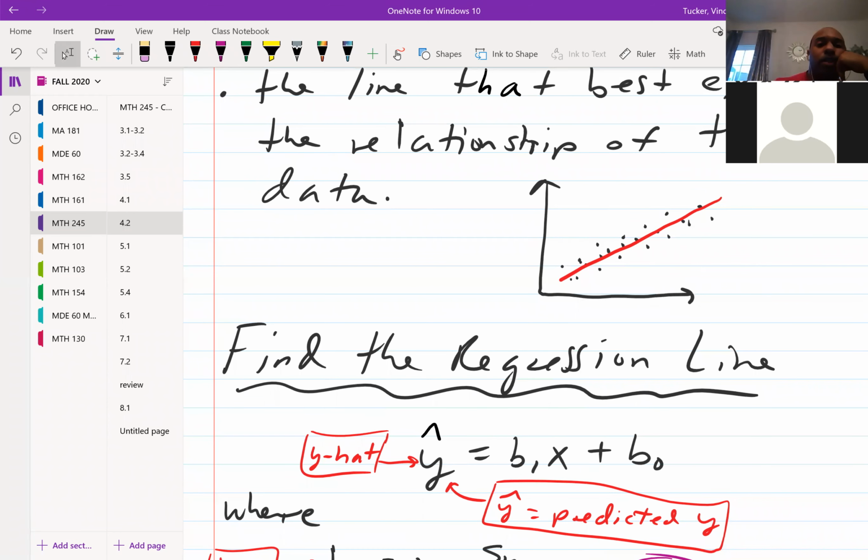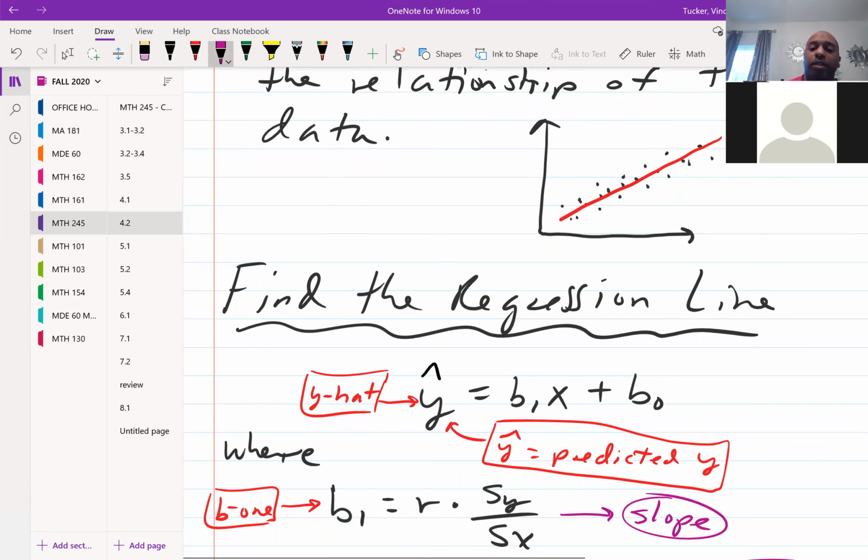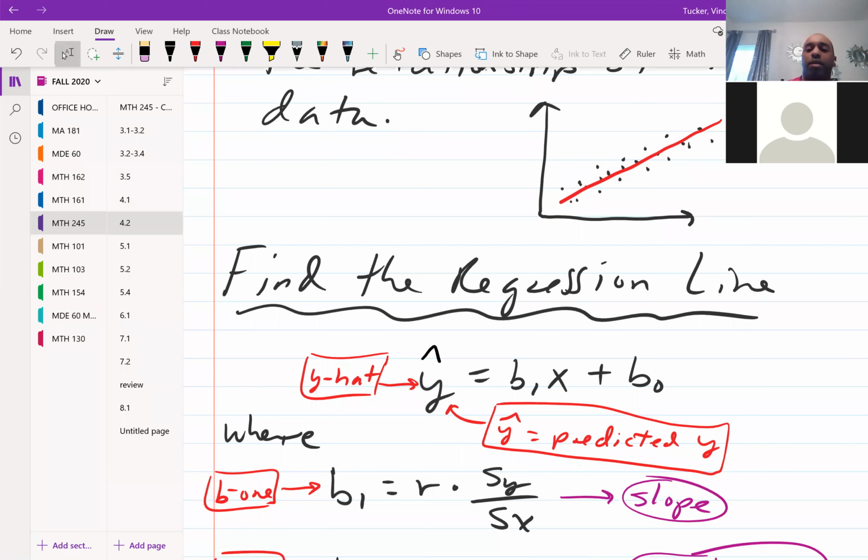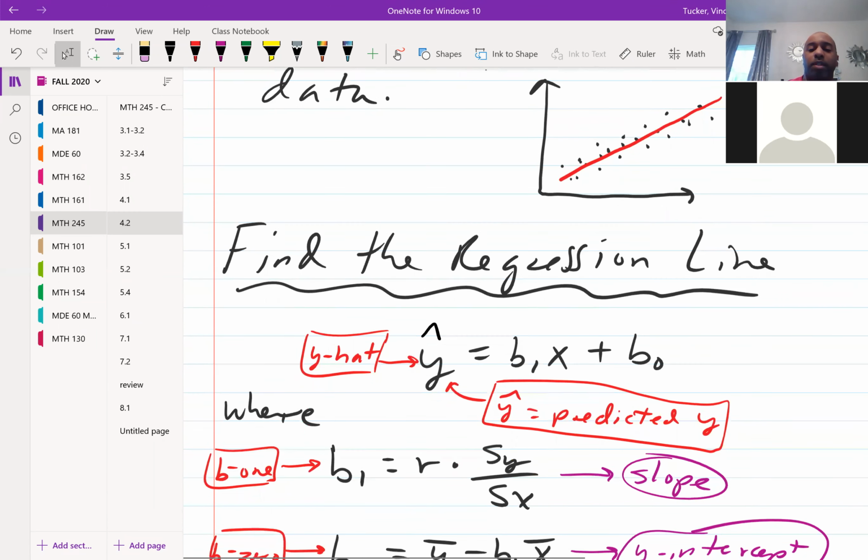So this character right here is called y hat. Whenever you have that, I guess you would say a triangle without the base on top of it, this symbol over here is the hat symbol. So it's considered y hat, and that is our predicted y. That'll give us our predicted value. So y hat equals b1 x plus b0, or b sub 0.